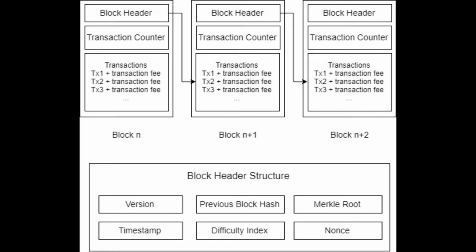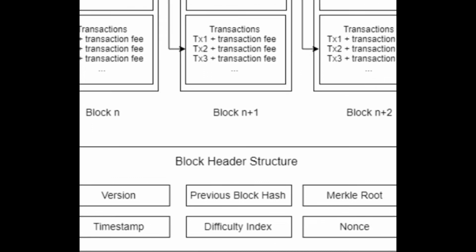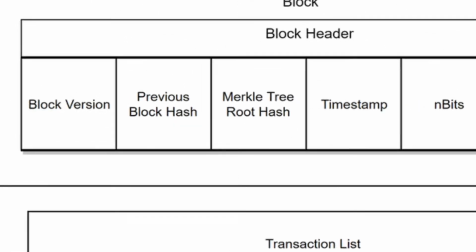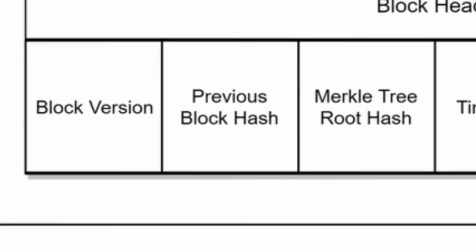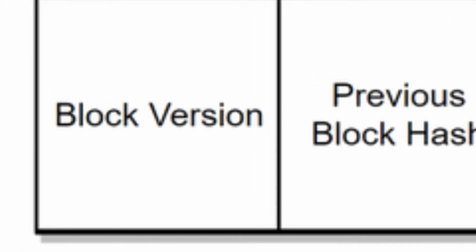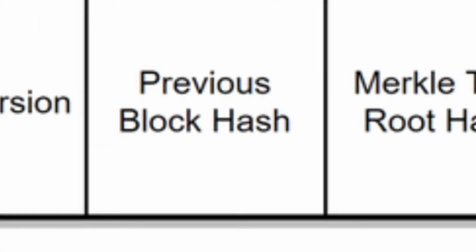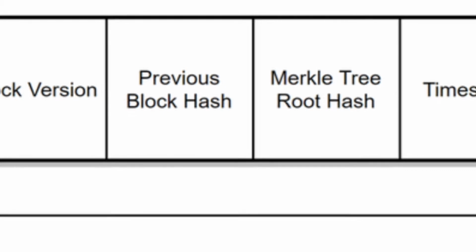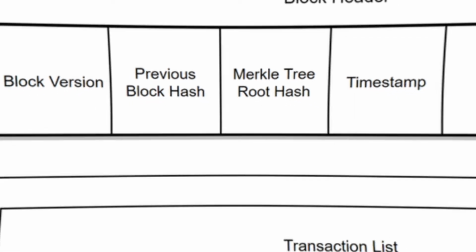The block header is formed of several fields. There are 6 fields in a block header. The first field is the version. This would be a number just to track software protocol upgrades. Second, we have the previous block hash, and this is just a hash of the entire previous block.